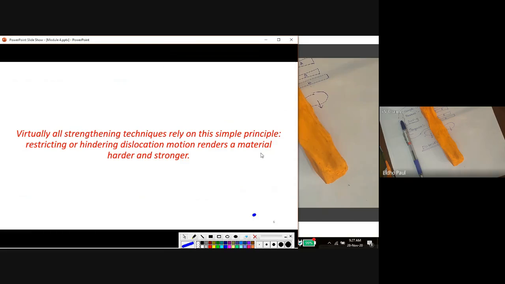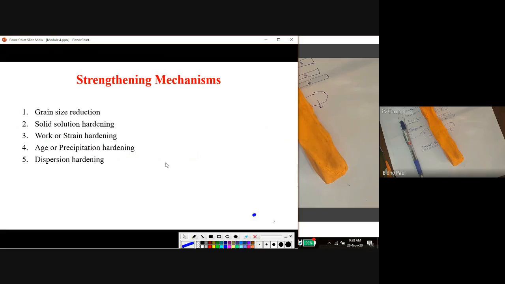Okay, so for making a material which is harder and stronger, what do we do? We restrict the motion of the dislocation. We should not allow the motion of dislocation along the material. So there are different mechanisms to restrict the movement of dislocation.